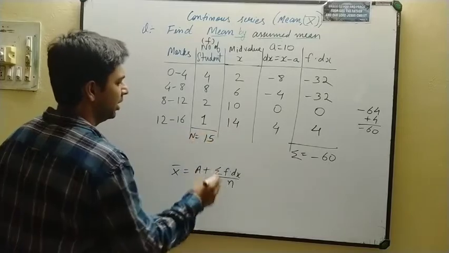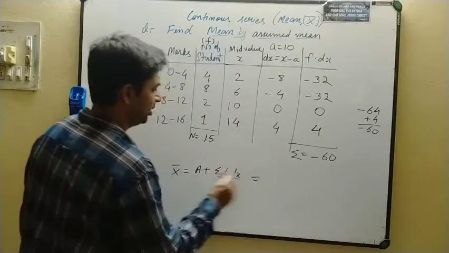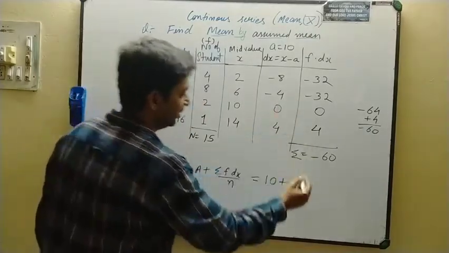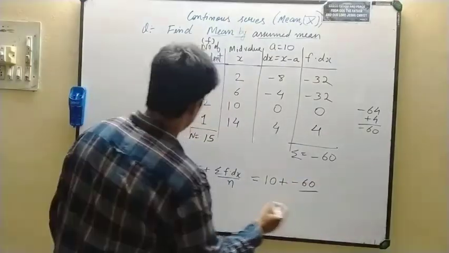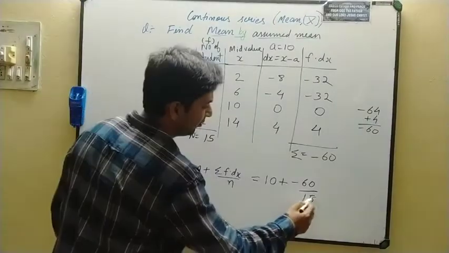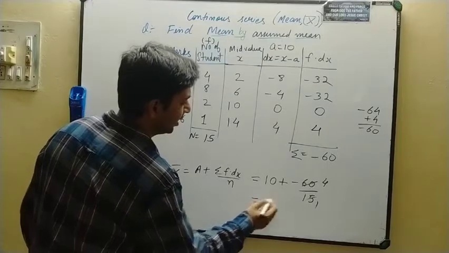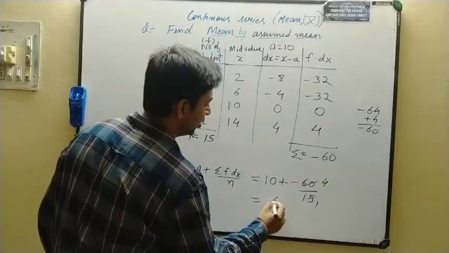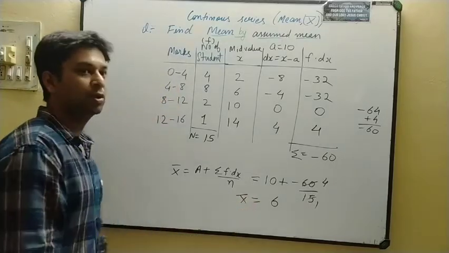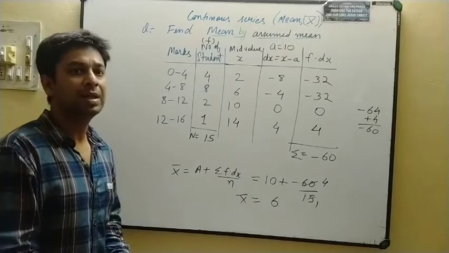It is n. So we will put this value here. What is a here? It is 10 plus summation of f dx, this value is minus 60, divided by 15. Now just cancel it out. 15 ones are 15 and 15 fours are 60. So 10 minus 4, it is going to be 6. So this 6 will be your x bar, or you can say your mean. So we have solved this question by the assumed mean method.